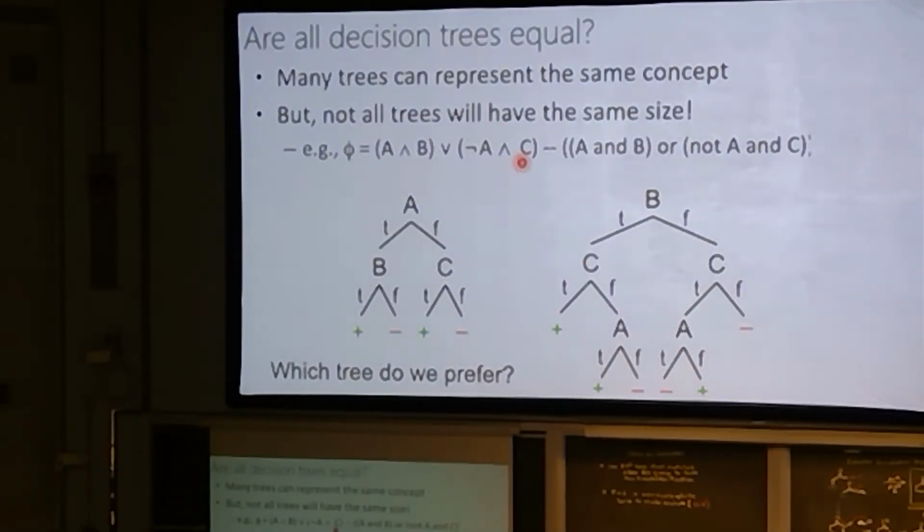But the question is, are there some trees that are better than other trees? Any Boolean function can be represented by a tree. And here's an example for this Boolean function of two different trees that represent the same function. You can double check that at home after. So does someone have a sense of which of these we might prefer?